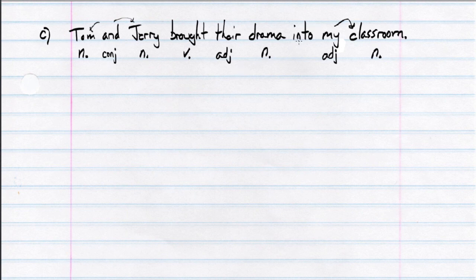Now I've got this word into. Into what? Into classroom, into my classroom. This word is showing the relationship between brought and classroom. It's where they brought their drama. Into, not beside, not near. This is a preposition. There is no pronoun in this sentence. We've got 2 possessive adjectives that look like pronouns, but there is no pronoun in the sentence.